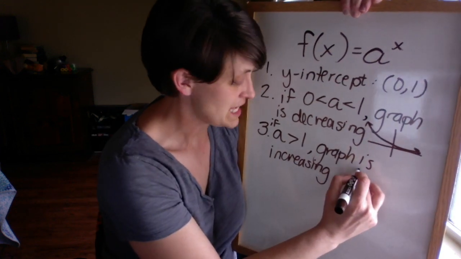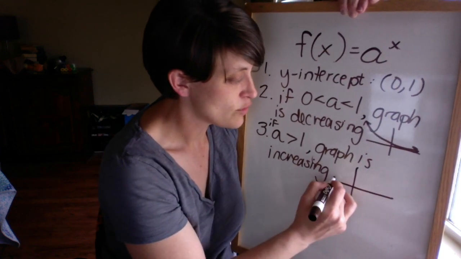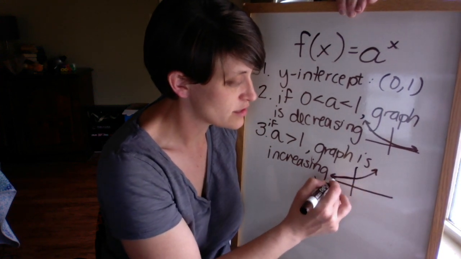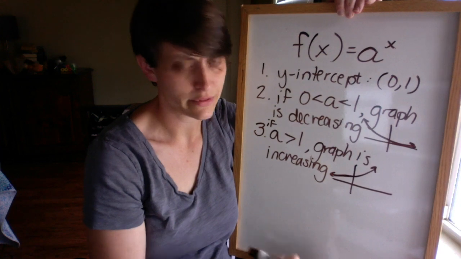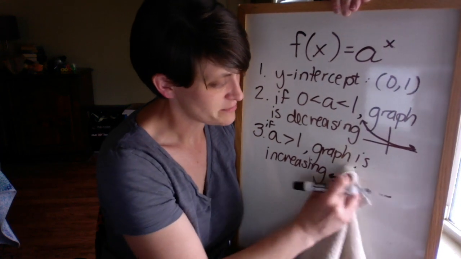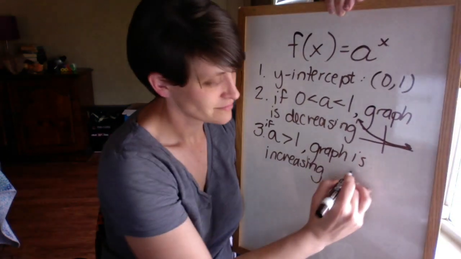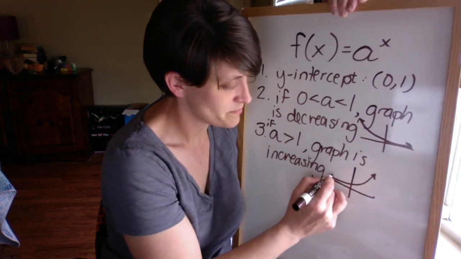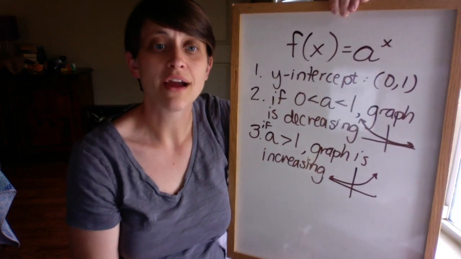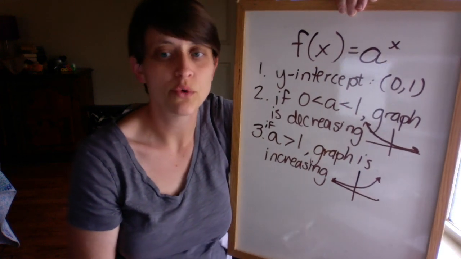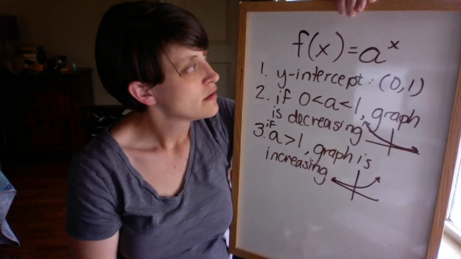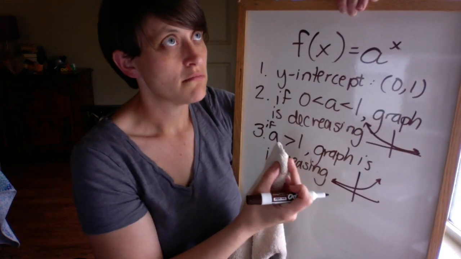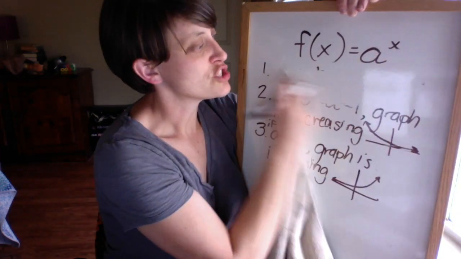Now the graph is increasing. Our a is greater than 1. And so it has the general shape. It's supposed to be a curve. It's supposed to swoop. Let's try it again. There we go. So that's what it looks like if our a is greater than 1. So if our a is 2 or 3 or 4. All right, so those are the first pieces of our characteristics of an exponential function's graph.